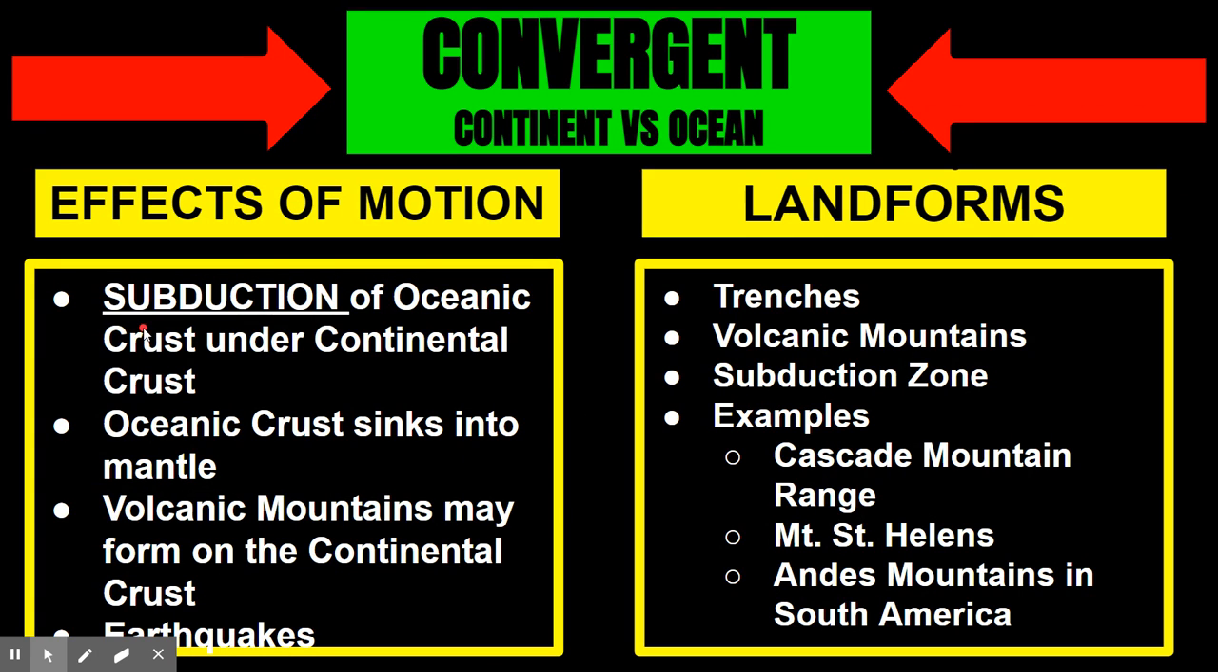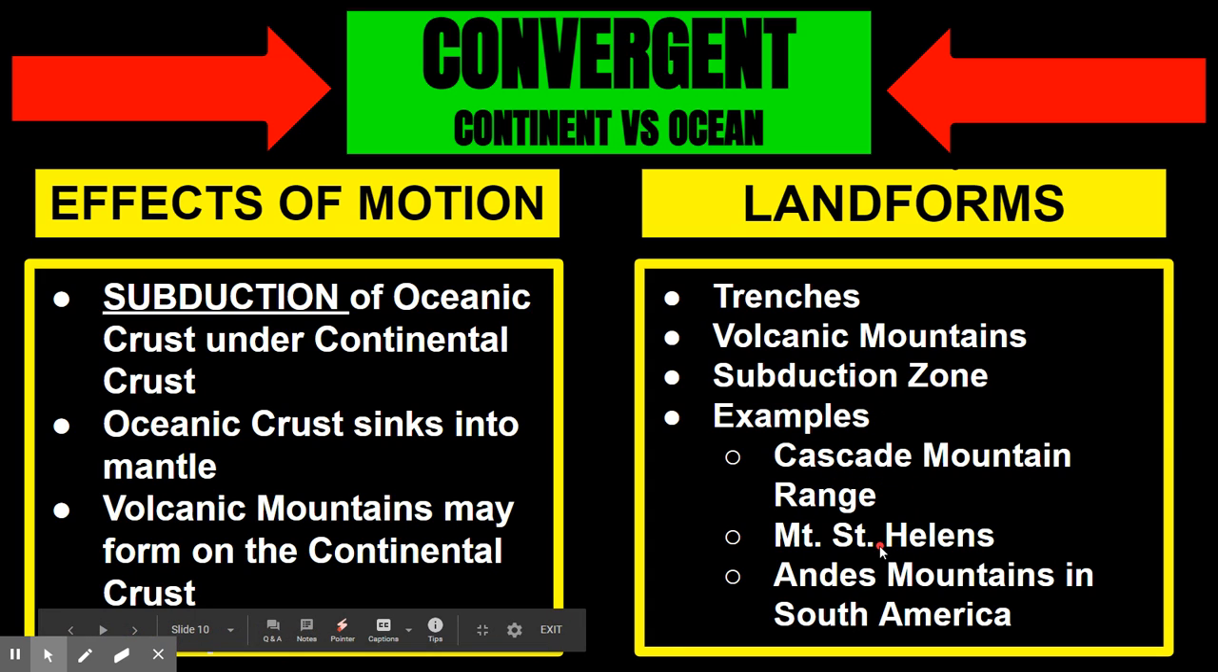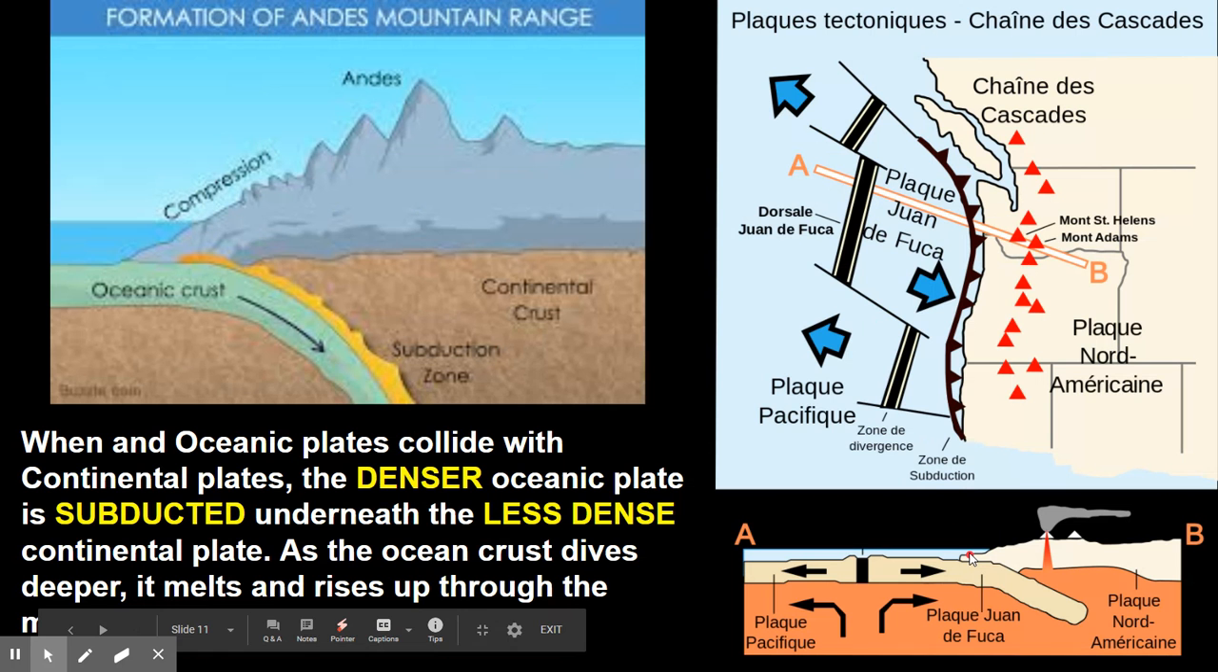So again, the effects of the motion: there's still subduction of the oceanic crust underneath the continental crust because of the density. Oceanic crust will sink into the mantle, and then that oceanic crust will melt and rise up through the continental crust, creating volcanic mountains. And of course, we also have earthquakes as these two plates rub up against one another. The landforms that are created here, again, this is the focus in 8th grade, are trenches, volcanic mountains, and subduction zones, and the examples are the Cascade Mountain Range, Mount St. Helens here in the United States, and the Andes Mountains on the west coast of South America.